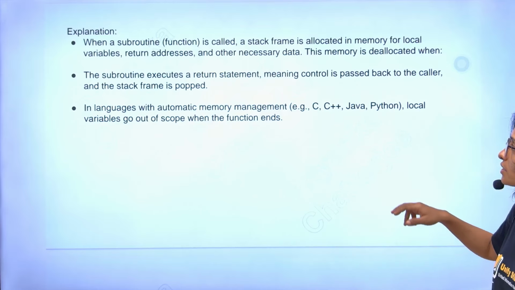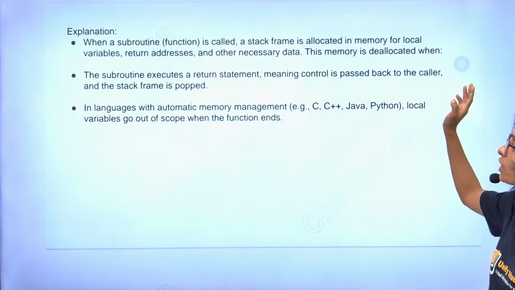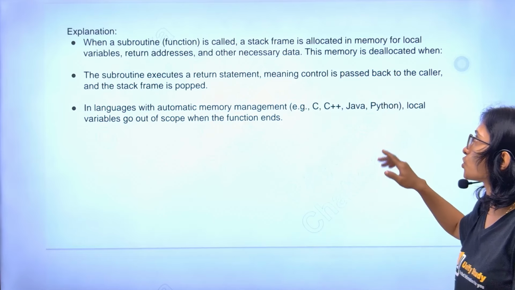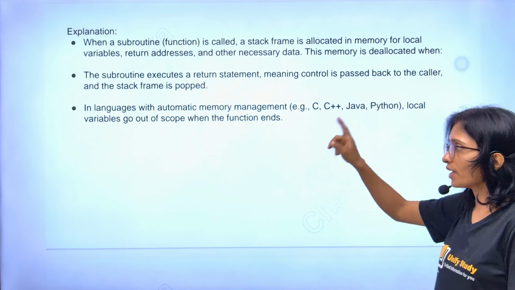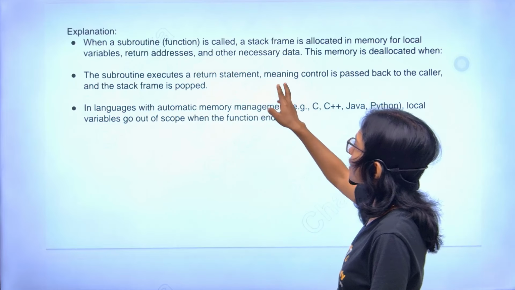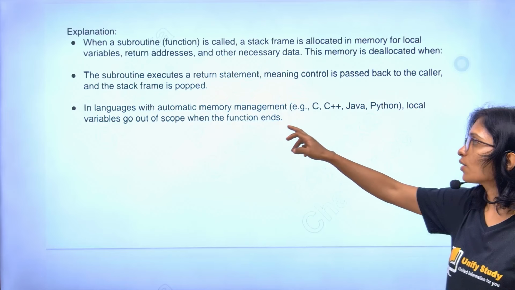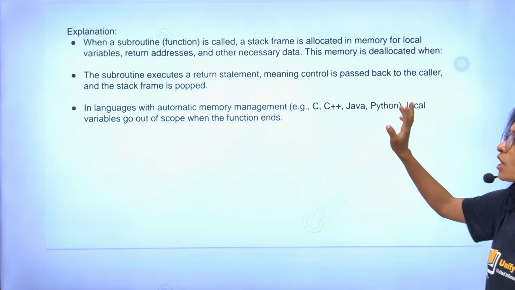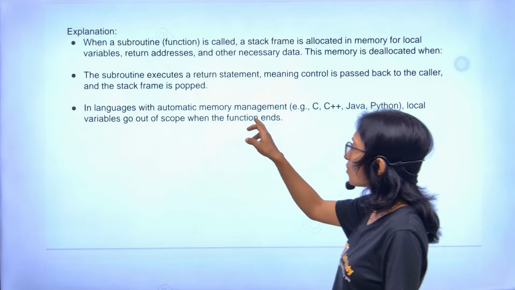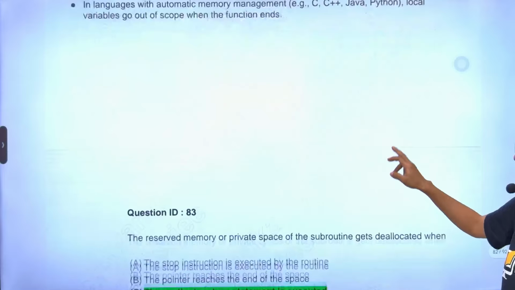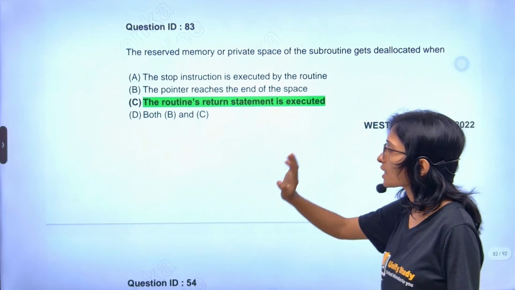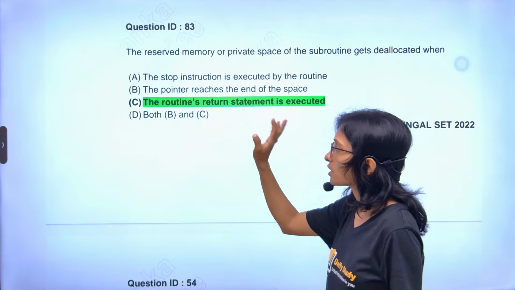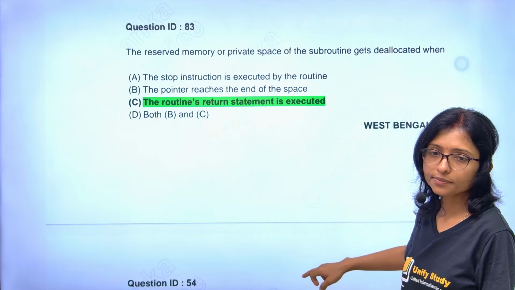So when a subroutine is called, the stack frame allocates the memory for the local variables and return address and other necessary data also. This memory is deallocated when the subroutine executes the return statement, and in languages with automatic memory management like C, C++, Java, local variables go out of scope when the function ends. So your answer is the routine return statement will be executed. Whenever the function call's return statement is done, then your answer is this one. Okay.